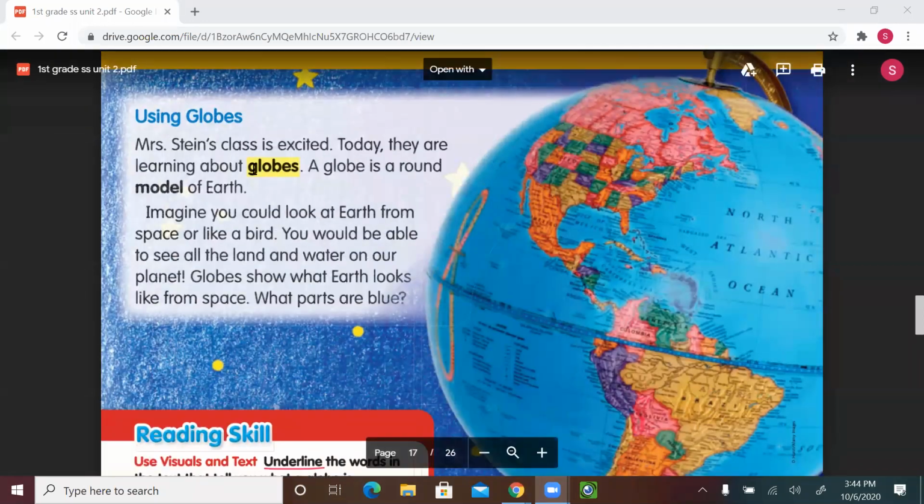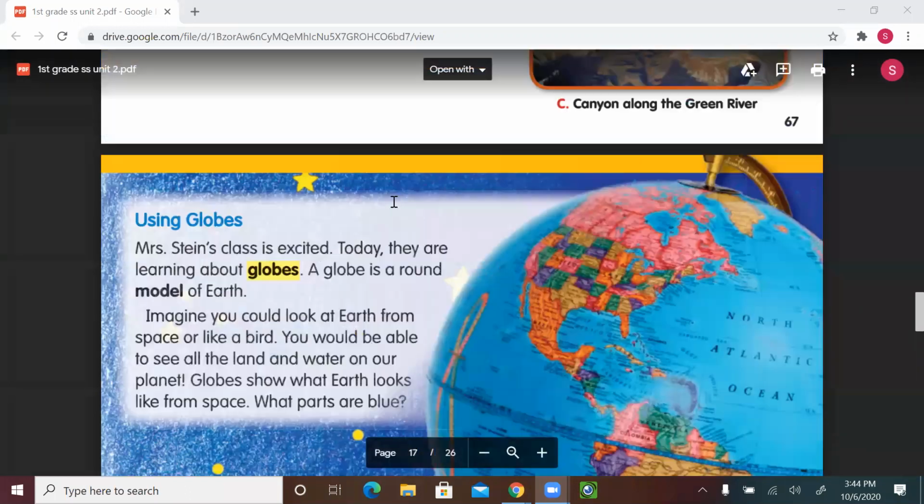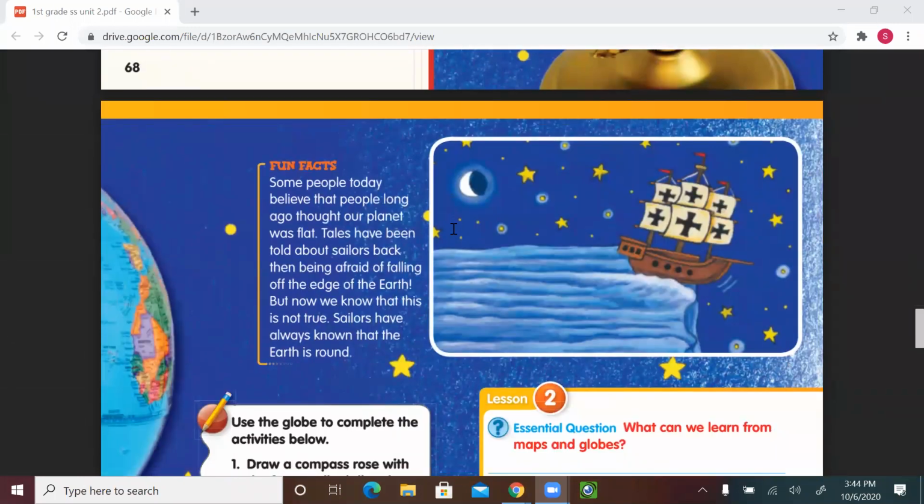So again, what's a globe? A globe is a round model of Earth. All right, let's go to the next page, page 69.